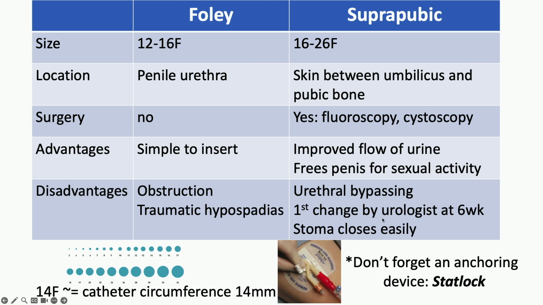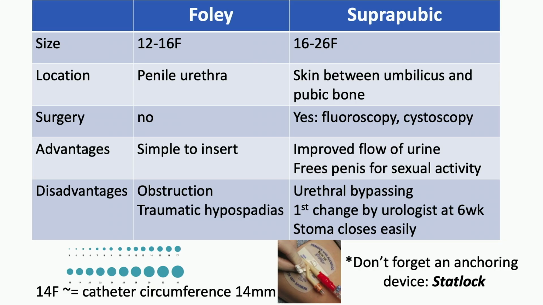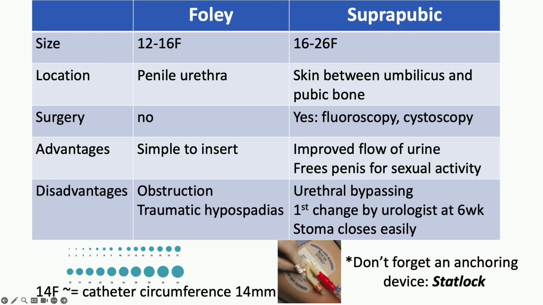Secondly, once the suprapubic catheter is placed, you have to wait 6 weeks before it's even changed, and the first change needs to be done by urology. And then it is reversible because the stoma closes quite readily. If you don't have a new system ready to be placed, sometimes the stoma could close within an hour. And then at the very bottom, don't forget a stat lock. It's a device used to secure and anchor the Foley catheter. A lot of our patients use Velcro leg straps as well, but they're not as sturdy as the stat lock.